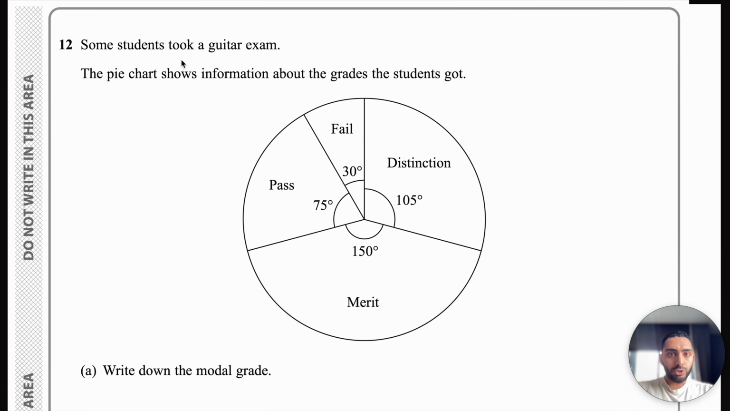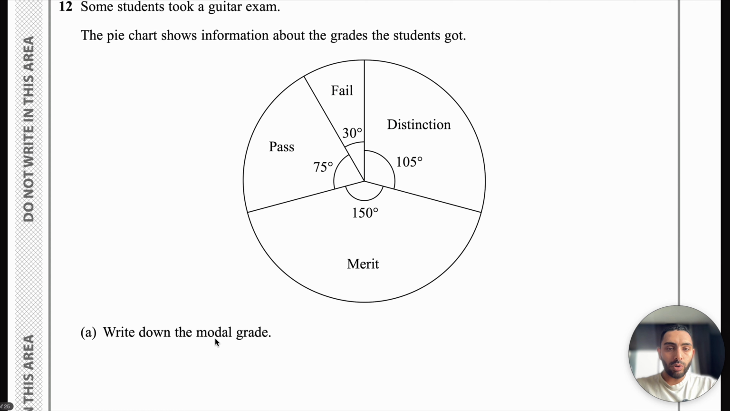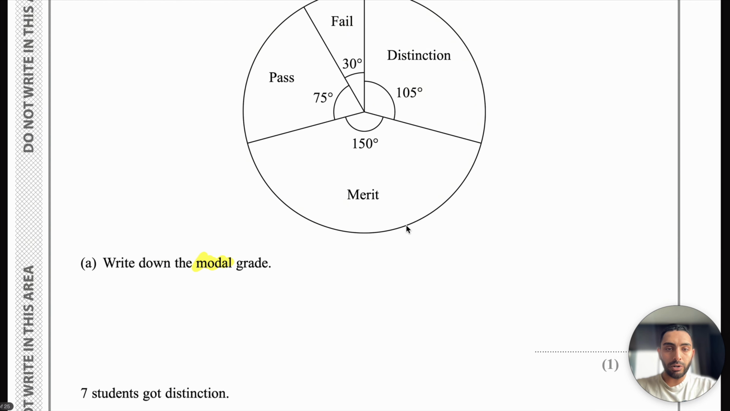Question 12. Some students take a guitar exam. The pie chart shows information about the grades the students got. Write down the modal grade. What does modal mean? It just means the most popular. So which one here is most popular? The one that's taken up the most area, it's got the biggest angle, is merit.